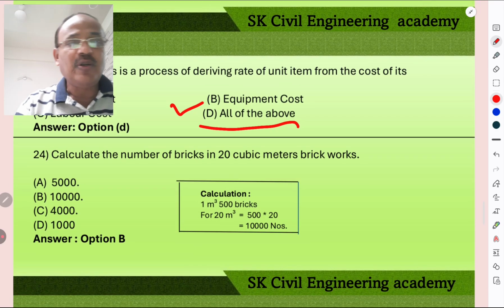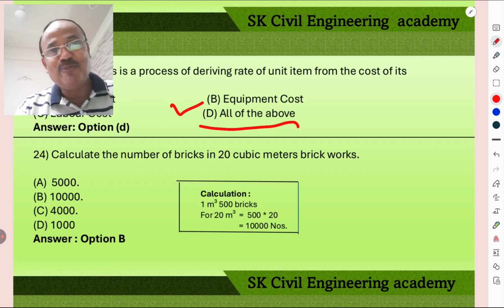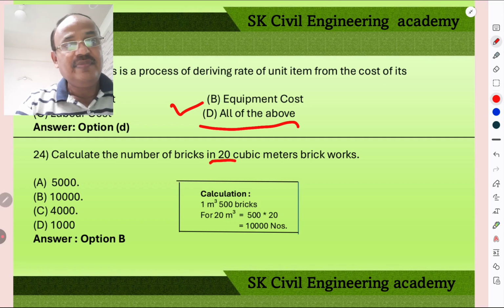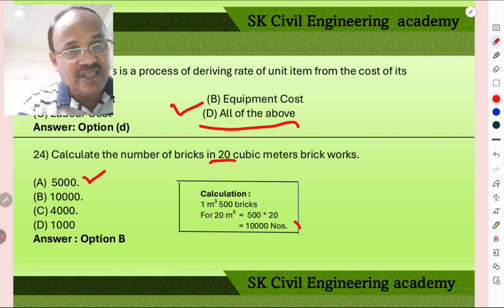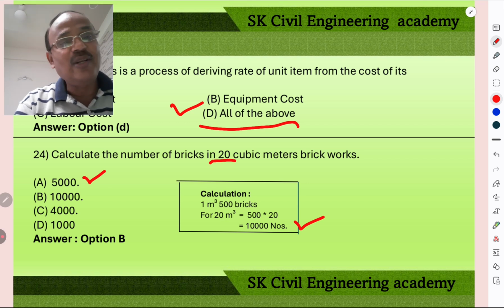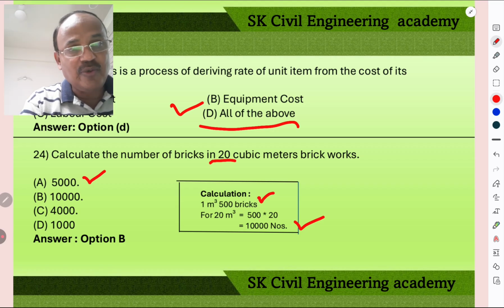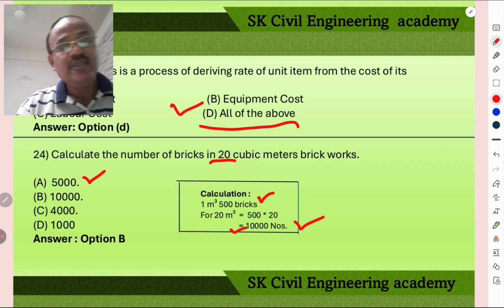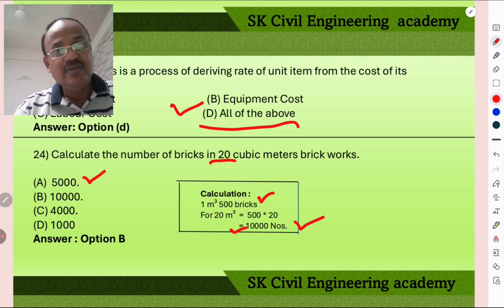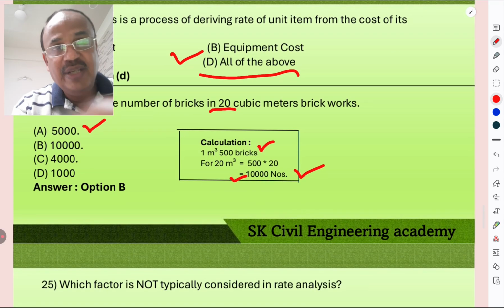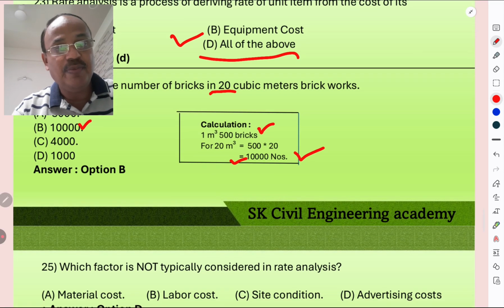Calculate the number of bricks required for 20 meter cube. We already calculated for 10 meter cube, 5,000. So double that, that is 10,000 for 20 meter cube. How it is calculated? For 1 meter cube we already calculated 500 bricks. So for 20, 500 multiplied by 4, option B. Option B is the correct answer for 20 cubic meter.